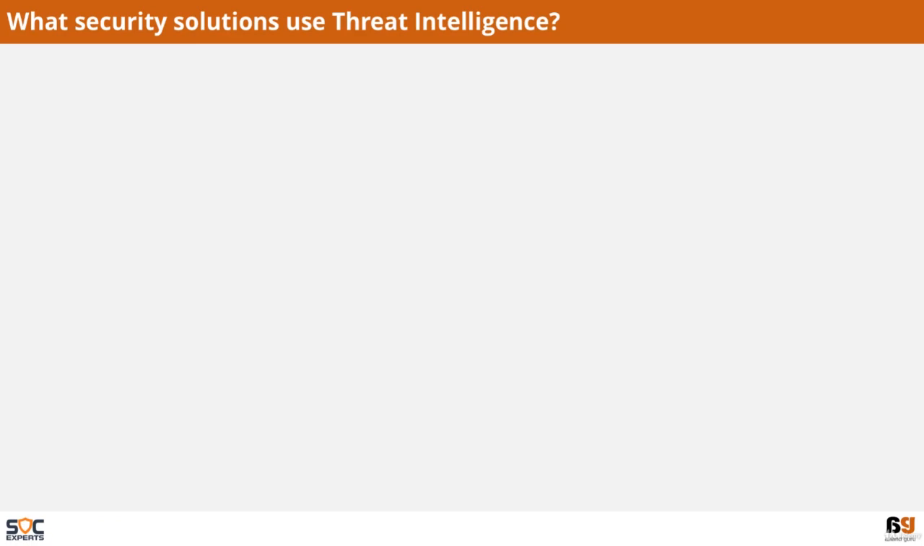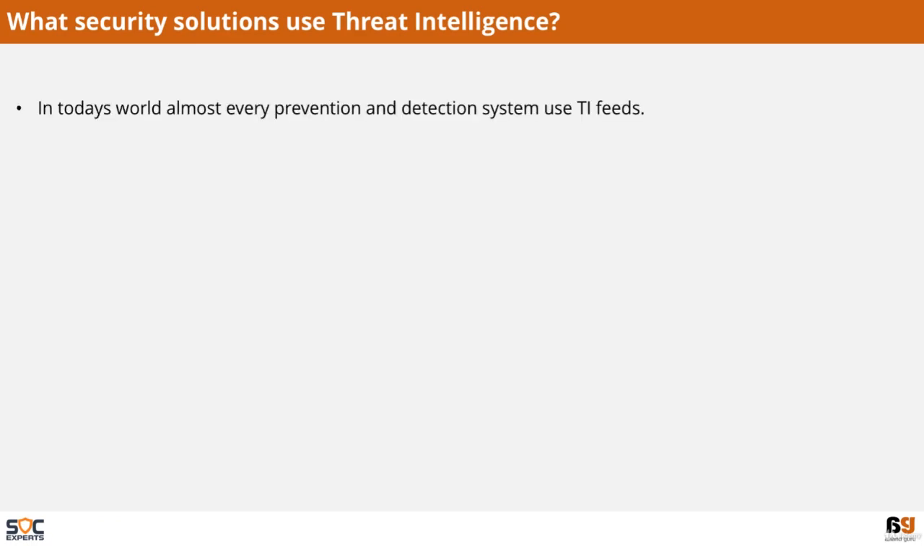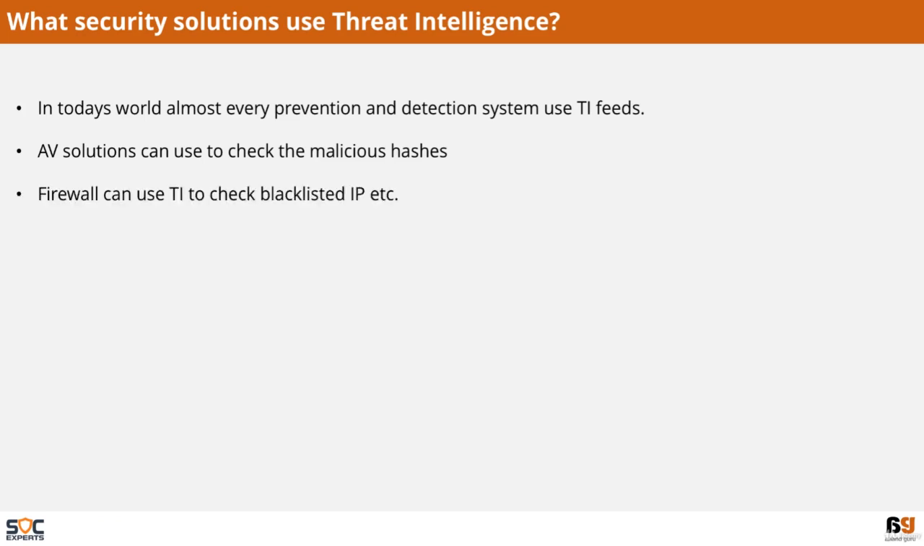What security solution use threat intelligence? In today's world, almost every prevention and detection system use threat intelligence feeds. AV solution can use it to check the malicious hashes. Firewall can use threat intelligence to check blacklisted IP addresses, etc.